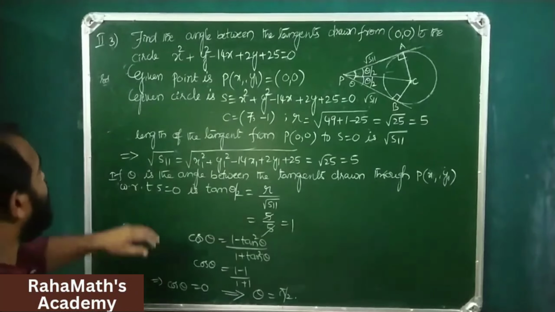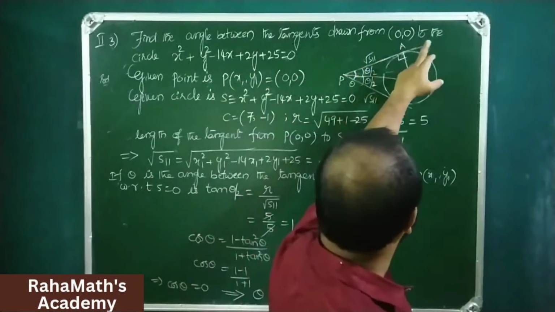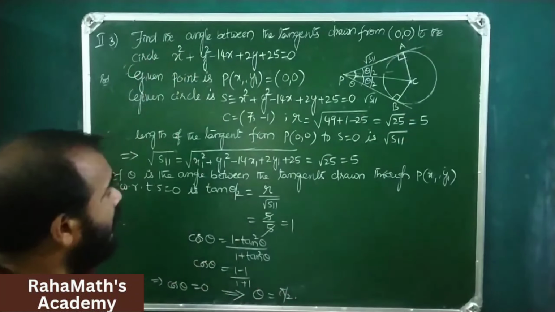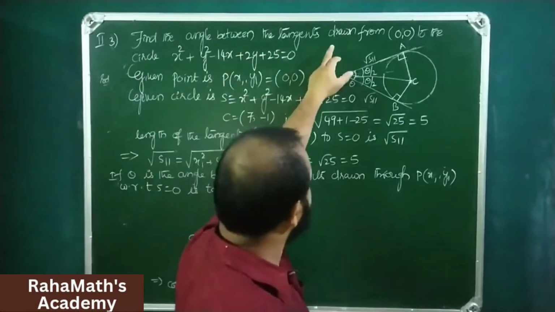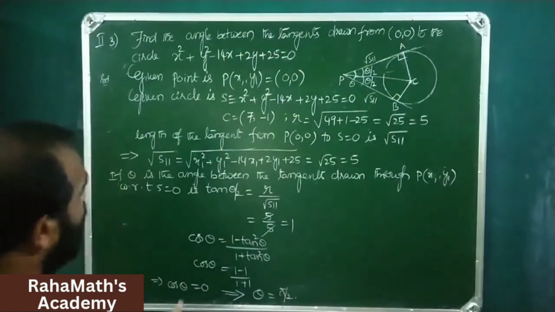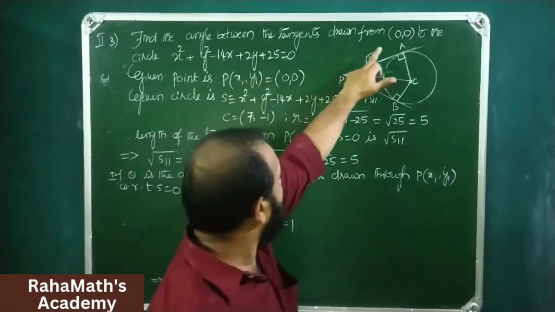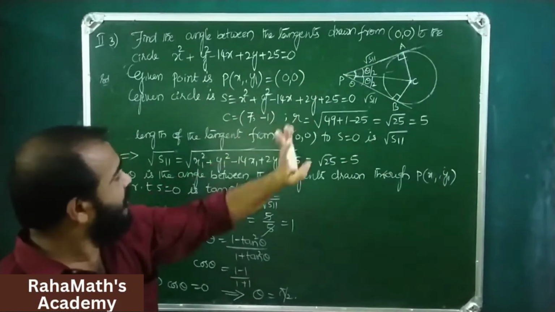The next question is, find the angle between the tangents drawn from (0, 0) to the circle. So earlier the first question was for (3, 2), here the origin is given. The process is not going to change. The given point P(x1, y1) is the origin, and the circle I have written.